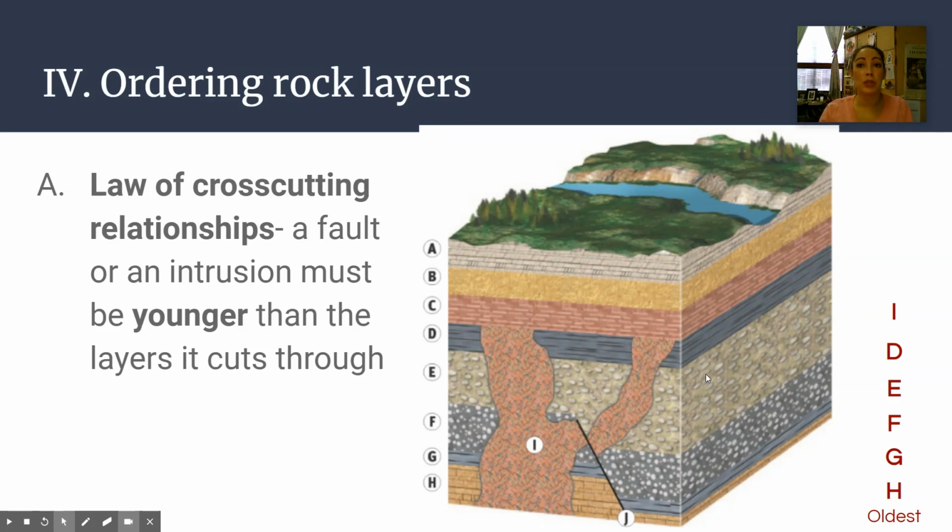After that igneous intrusion, then I had a fault, J. I know that J is younger than I because J cuts I. So J is cutting through I, which means I had to be there first in order for J, the fault line, to cut through it. After that, it gets pretty easy from there. We have some nice even rock layers, C, B, and then A sitting on top.